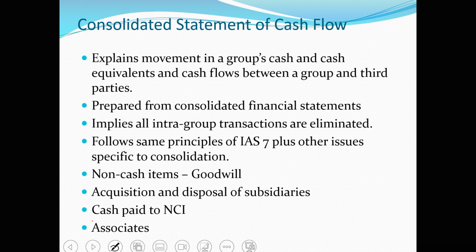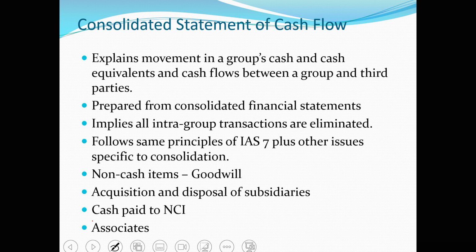Now let's go into consolidation. This is the focus of our lesson, the consolidated statement of cash flow. Everything you know about cash flow still stands, with additions. The consolidated statement of cash flow explains movement in a group's cash and cash equivalents and cash flows between a group and a third party. It is prepared from consolidated financial statements.